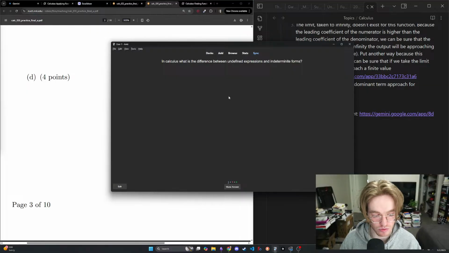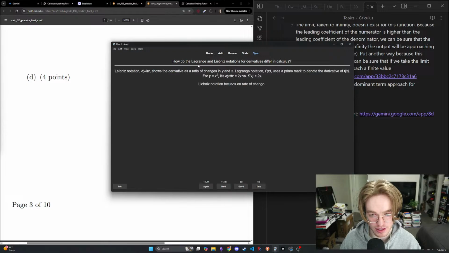Undefined expression is one where like 1 over 0. They don't have a real value. Indeterminate forms are where you have like 0 over 0 or infinity over infinity that require further investigation. We use L'Hopital's rule, Lagrange notation, and Leibniz notation. Leibniz notation focuses on rate of change and is like d over dx. And Lagrange notation is the prime notation.